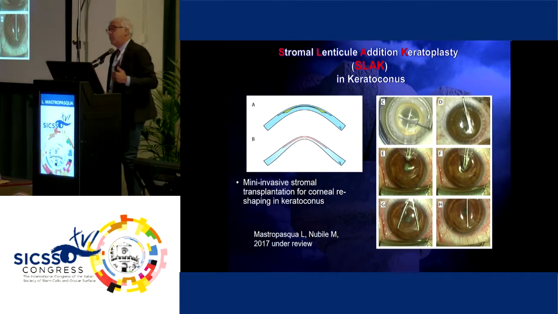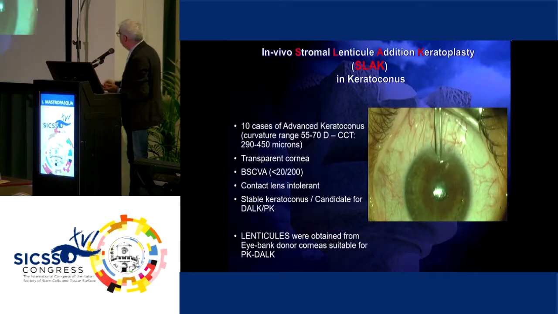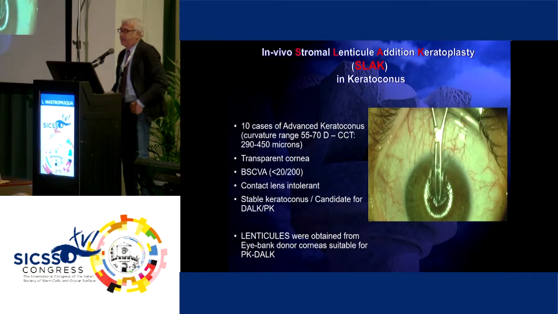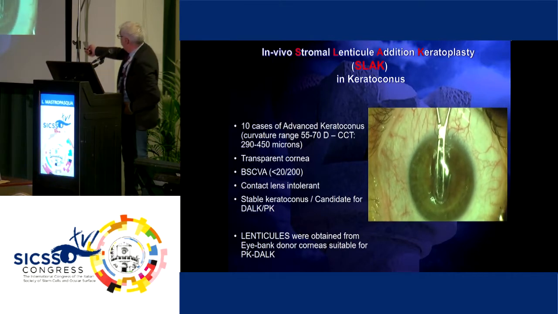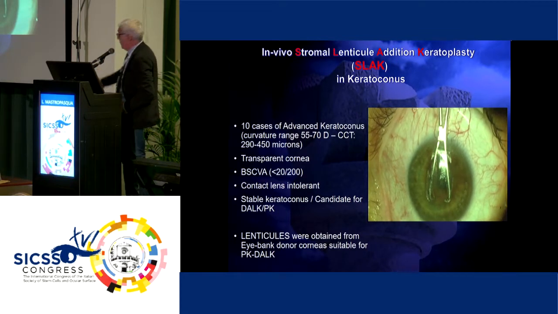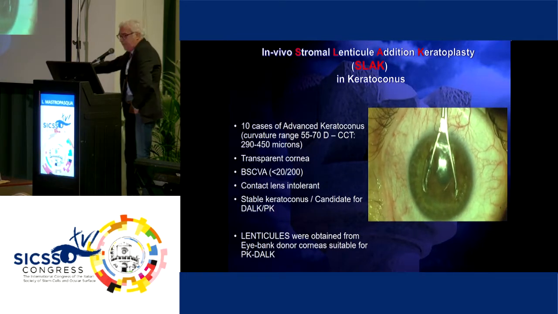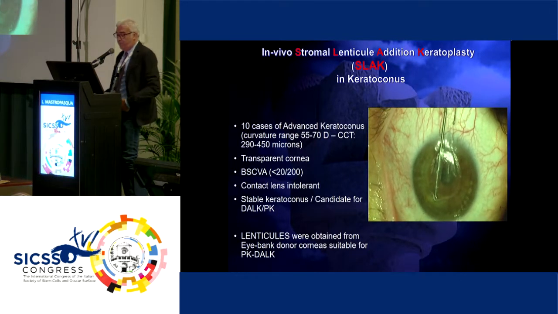At this point, we pass on to the human. On the human, the question is whether it is possible with this minimally invasive stromal transplantation for corneal reshaping in keratoconus. This is our study, 10 cases of advanced keratoconus with severe curvature range that you can read here, and a transparent cornea. This is the visual acuity, contact lens intolerant, obviously, stable keratoconus, candidates for DALK or PK, and the lenticules were obtained from eye bank donor corneas suitable for PK or DALK.